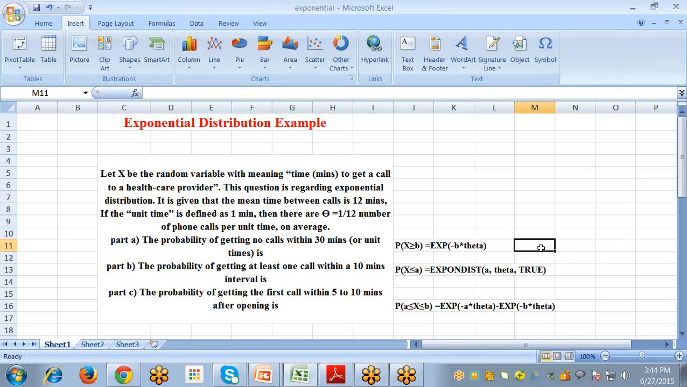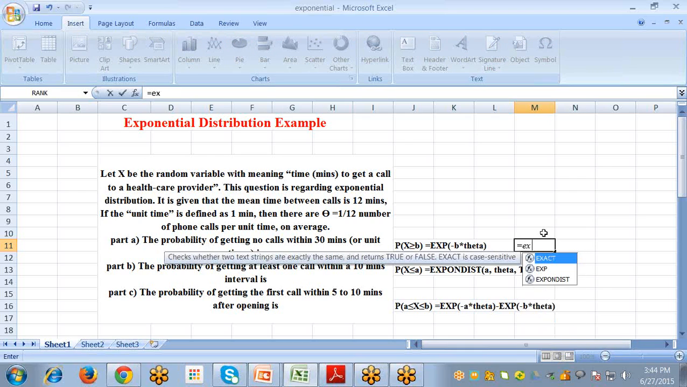So the probability of getting no calls means the value of x is greater than or equal to b. Here b will be the value of 30 minutes. So we use this function to calculate the probability of getting no calls. Just select the cell, type an equal sign, select the function EXP, and then pass the argument. Here minus b into lambda. So minus b will be 30, minus 30, into the value of lambda.